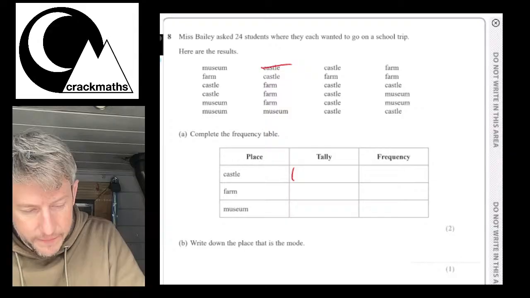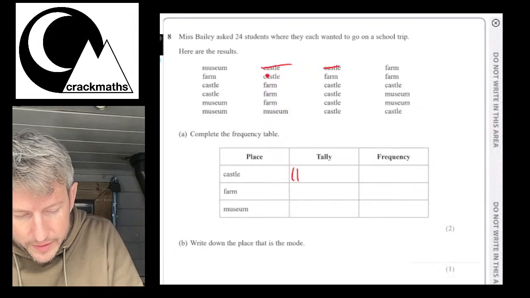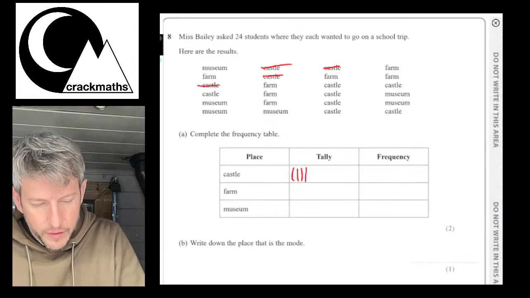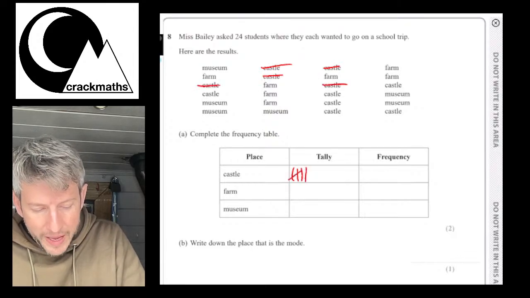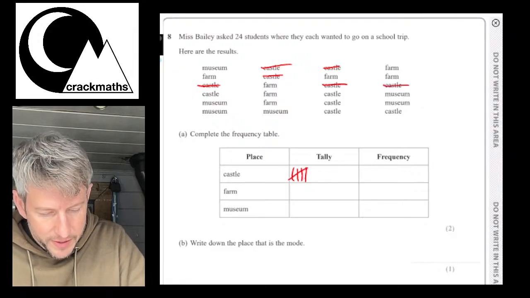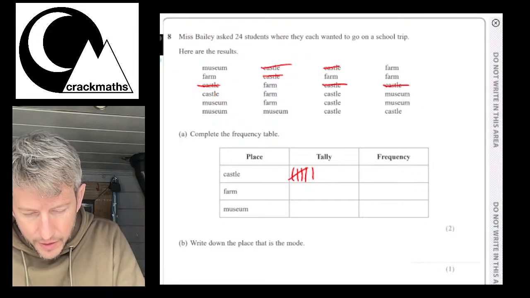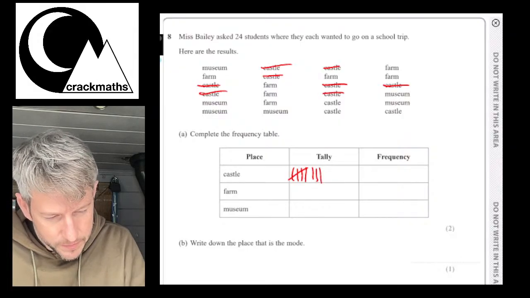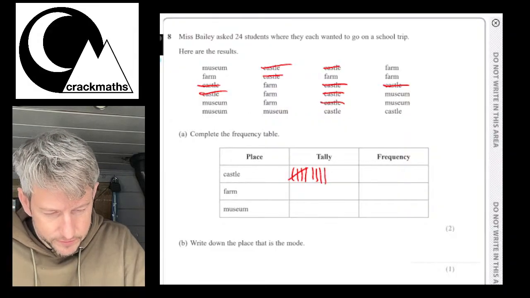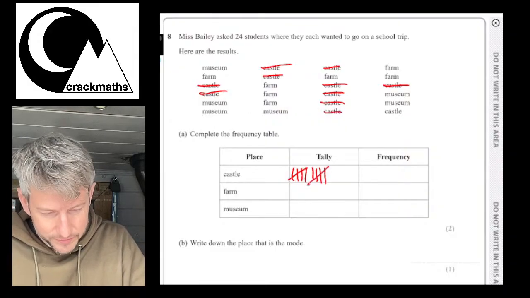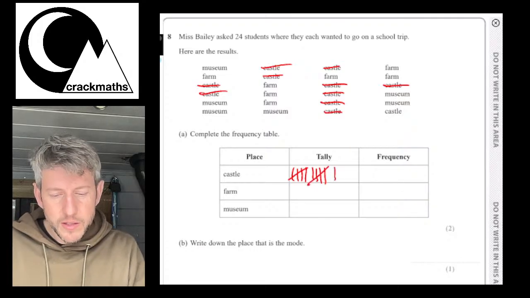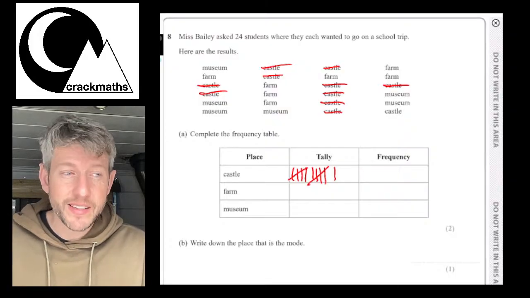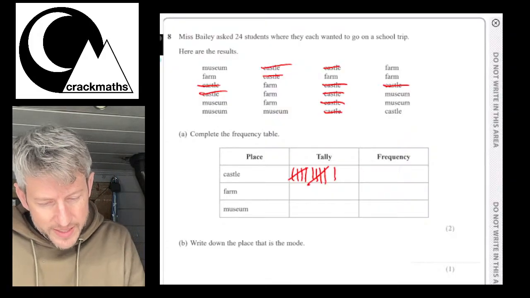So I've got a castle here, a castle there, a castle here. Every fifth one we have to put a line through like this. I've got a castle here, and here, and here. I'm going to do it all first and then I'll write the frequencies at the end just in case I've accidentally missed anything. Right, let's do the farms next.